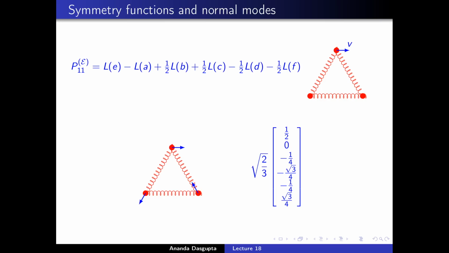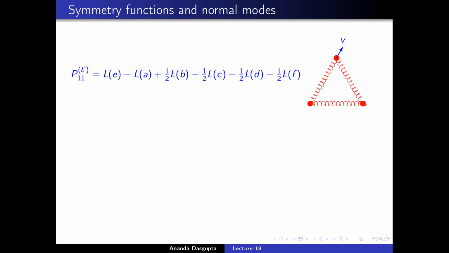Just to see whether that really happens, let's apply this projection operator P curly E11 on a different vector. In this case, I have chosen a vector which points along one of the springs. So, along one of the sides of the triangle. Here, it's pretty easy to figure out geometrically what will happen to this under the action of each and every one of the group operations.